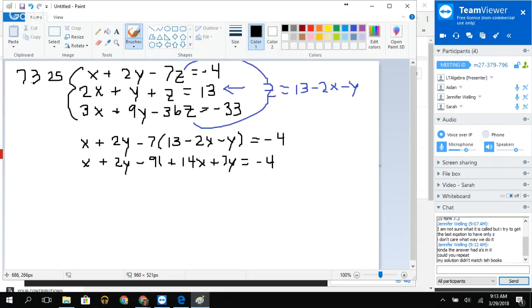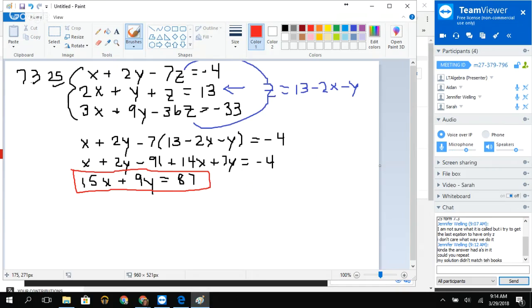So let's just keep going. I will try to go as quickly as possible. All I'm doing right now is substituting z into the first equation. So now we have 15x plus 9y. And I'm going to move my 91 over to the other side, and I get equals positive 91 minus 4 is 87. So this is my first equation that I've substituted z into. So now I have one of my two equations.